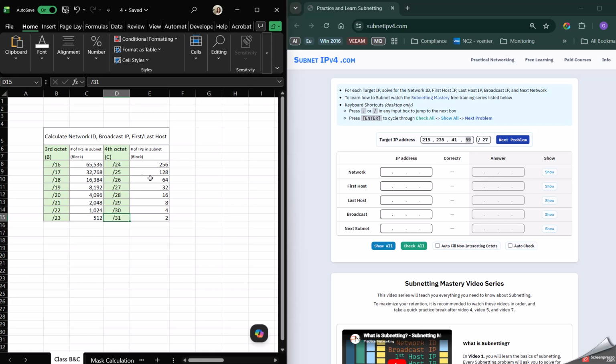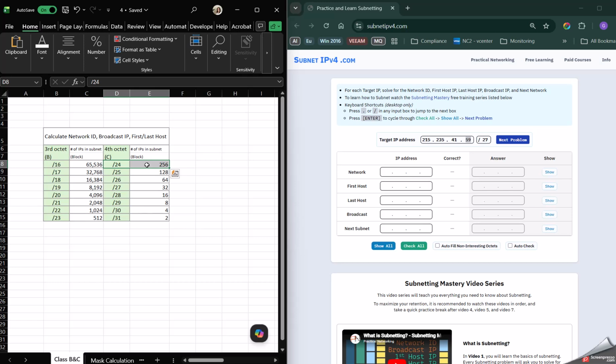Now let's start with the /24. A /24 network contains 256 IP addresses. Why 256? Because the last octet contains 8 bits, and 2 to the power of 8 is 256. So you just learn this. You just remember this.